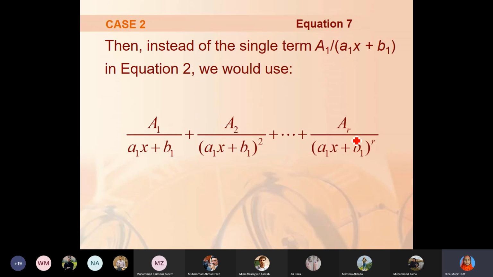For example, if I have 1 over x minus 1 cube, q of x contains repeated linear factors, that is the factor x minus 1 is repeating 3 times. So I will write it as a over x minus 1 plus another constant b over x minus 1 whole square plus c over x minus 1 whole cube. I will do it until I will get this power.